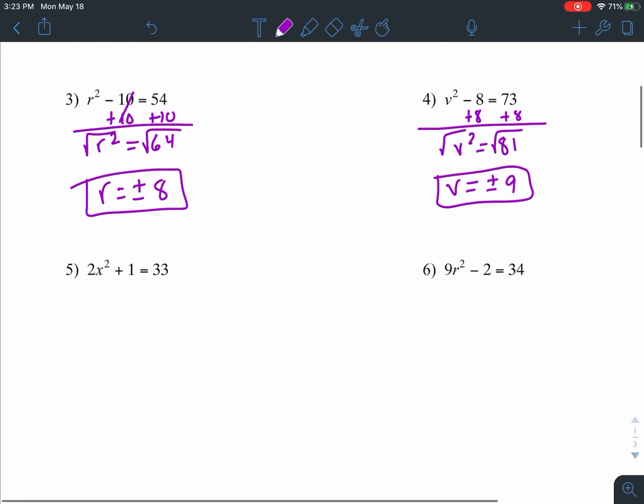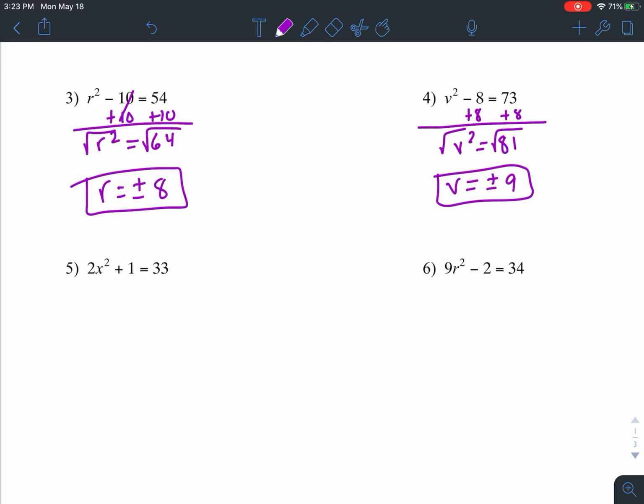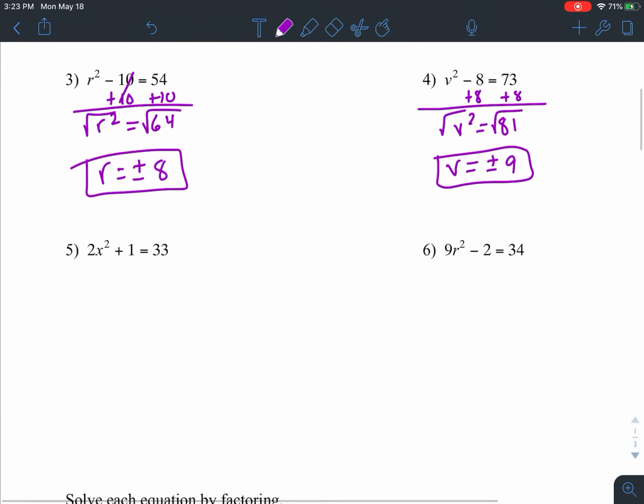Okay? Number 5 and 6 require 2 steps to solve. There's probably one like this on the quiz. There's probably one like number 1 and 2, and then one like 5 and 6. So there's going to be a little bit more work to do this. One extra step, not a big deal.